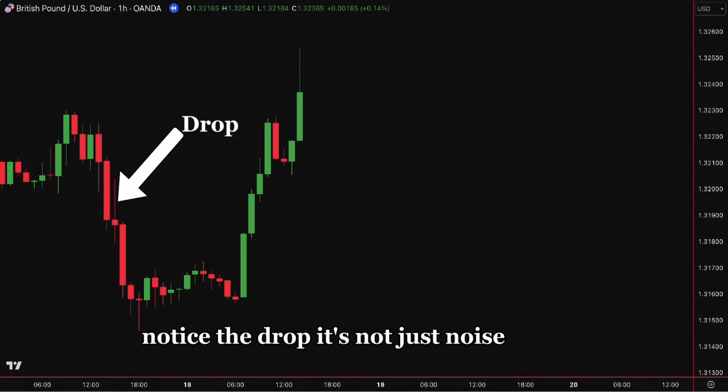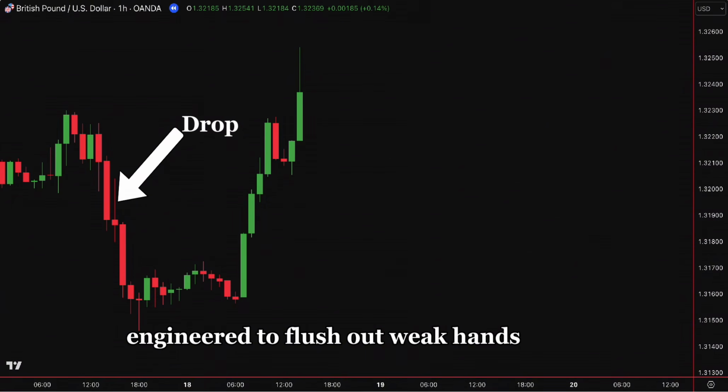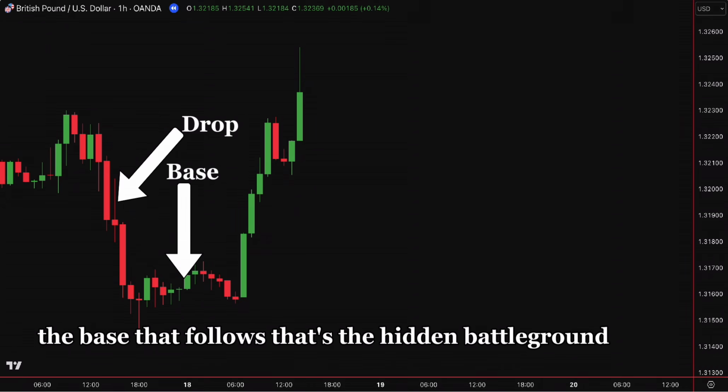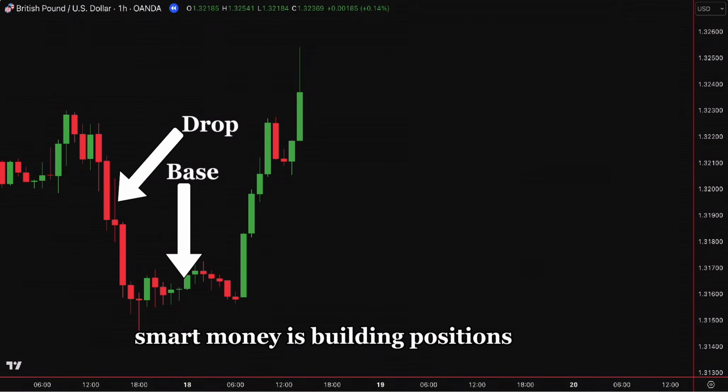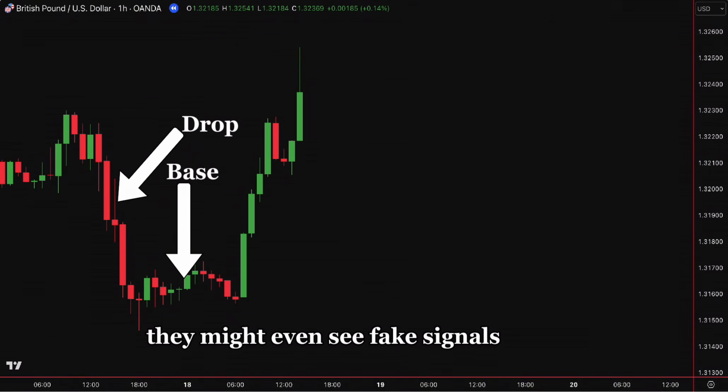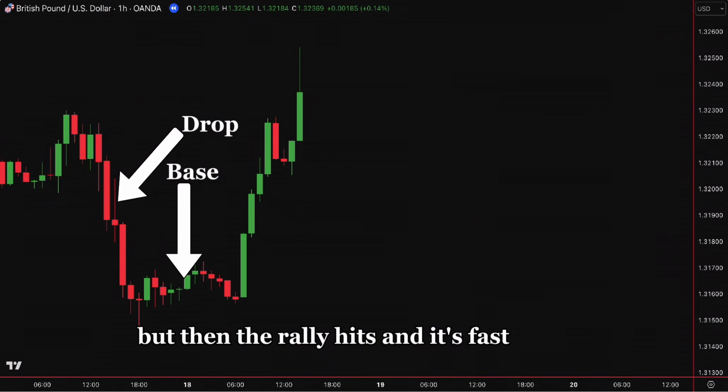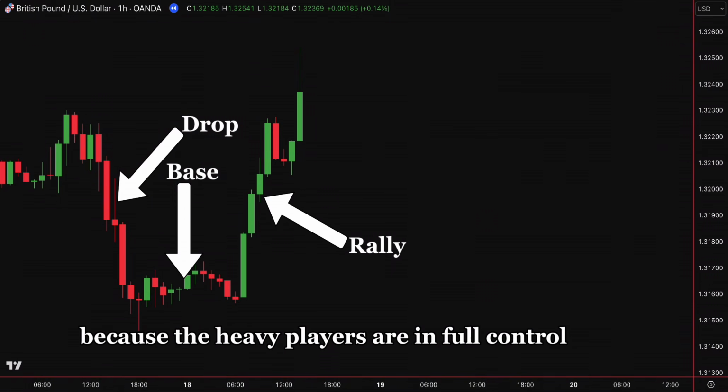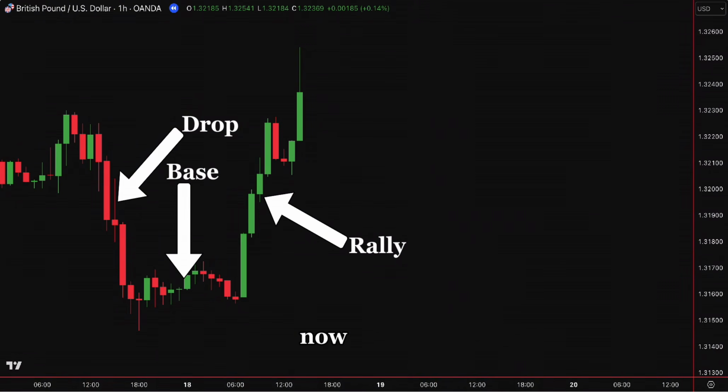Notice the drop? It's not just noise, it's a deliberate liquidity grab, engineered to flush out weak hands. The base that follows? That's the hidden battleground. Smart money is building positions while retail traders are confused or scared. They might even see fake signals, thinking price will break lower. But then, the rally hits, and it's fast, because the heavy players are in full control now.